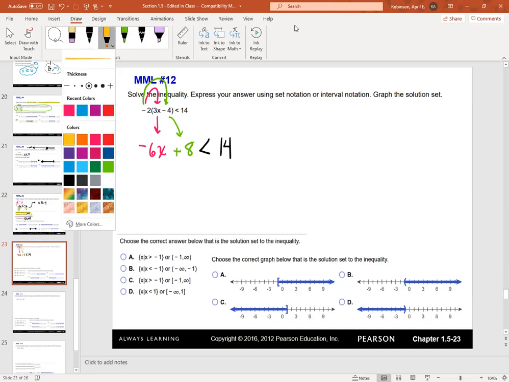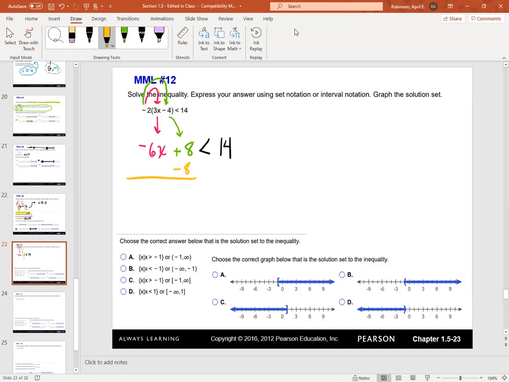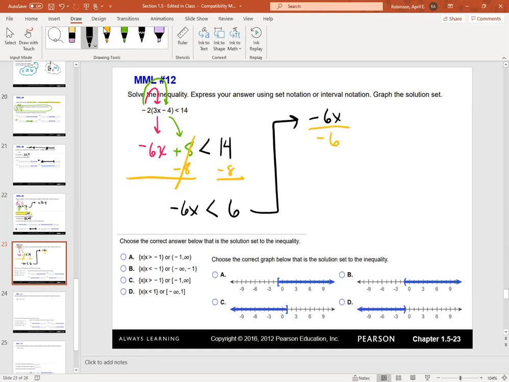And now I'm going to subtract 8 on both sides. That cancels. Remember, subtracting a negative or adding a negative does not mess up the inequality sign. So I'm still going to have the negative 6x is less than 6. Then I'm going to take the negative 6x and divide by negative 6. And because I am dividing both sides by a negative, this is where I have to reverse my sign. So I get x is greater than negative 1.